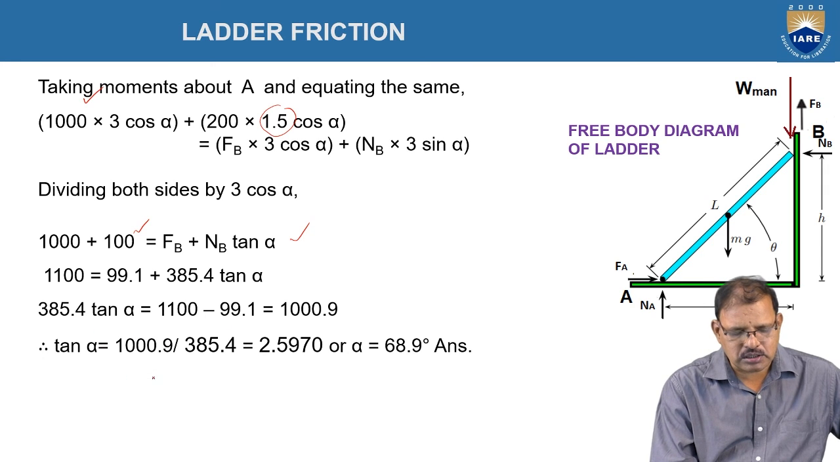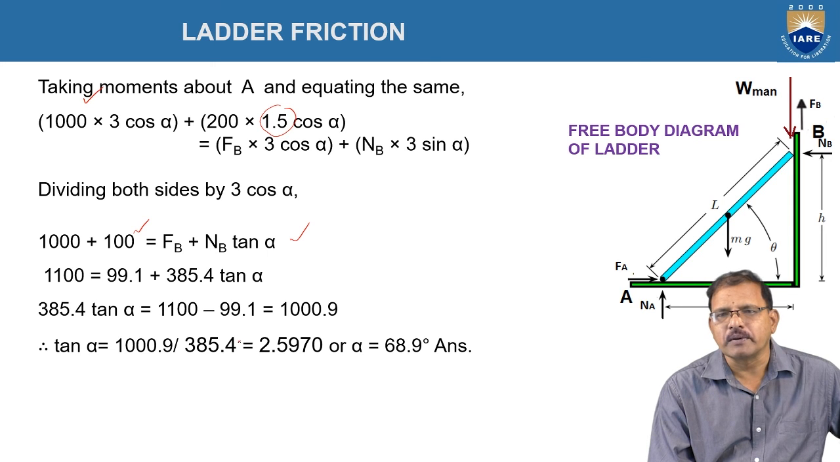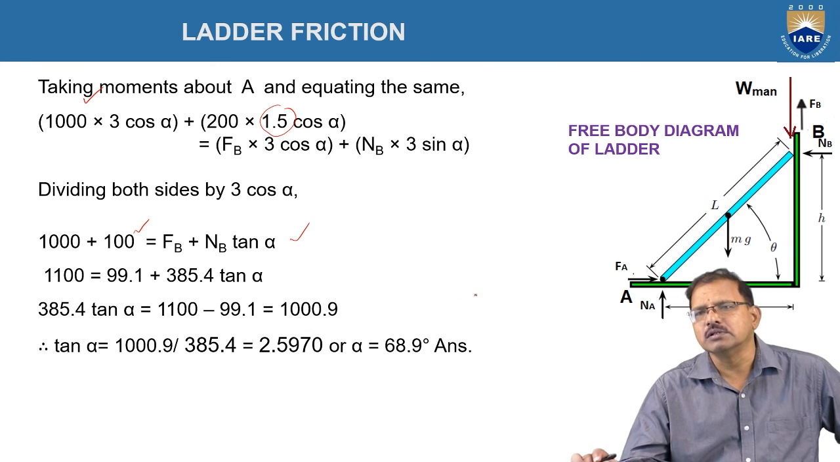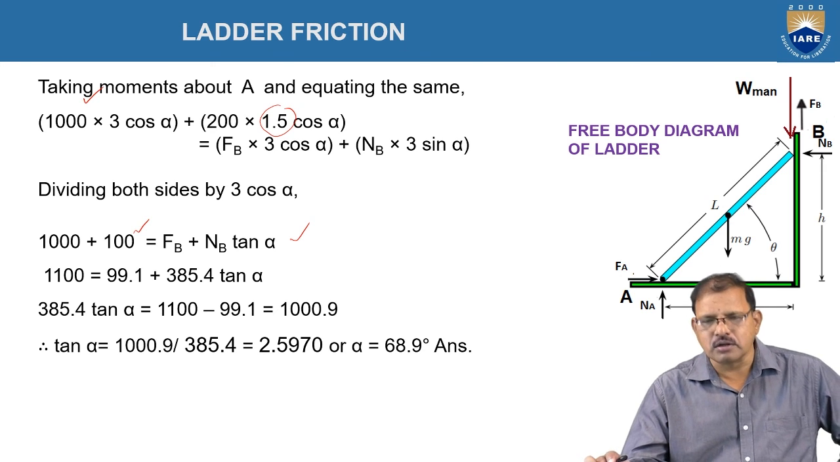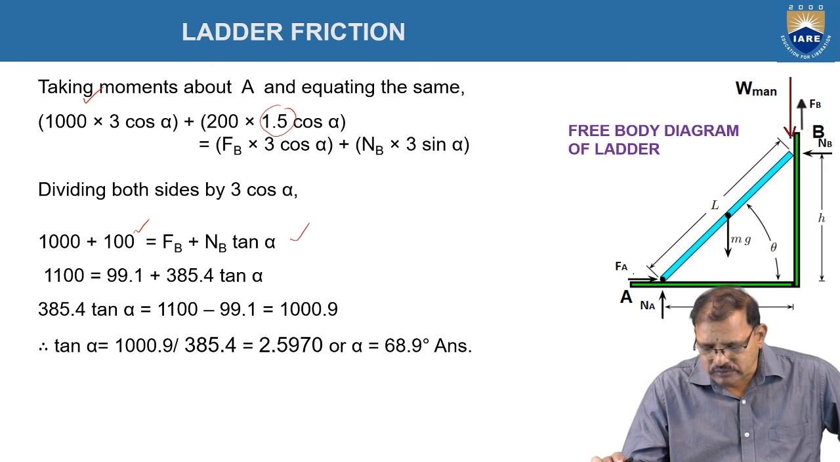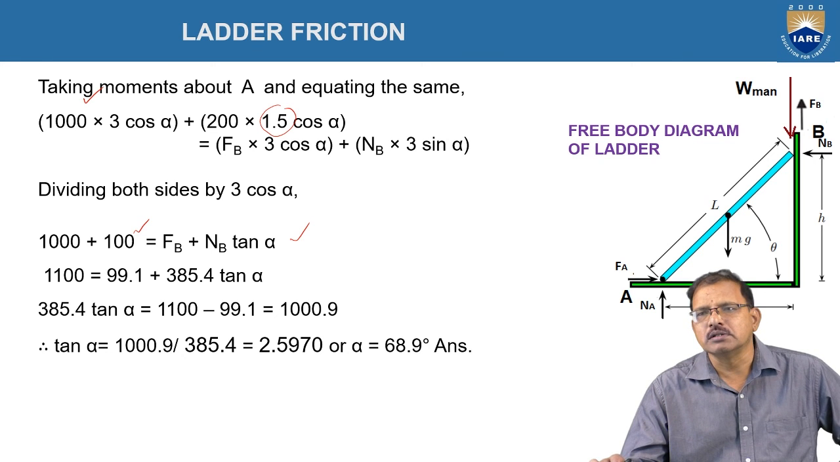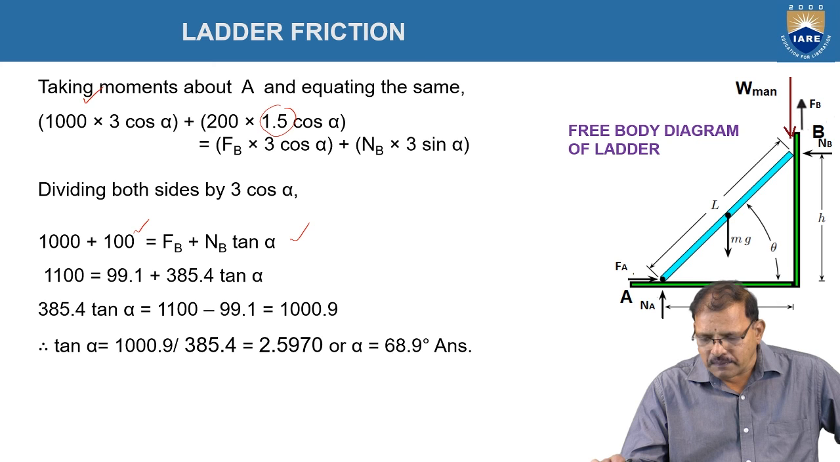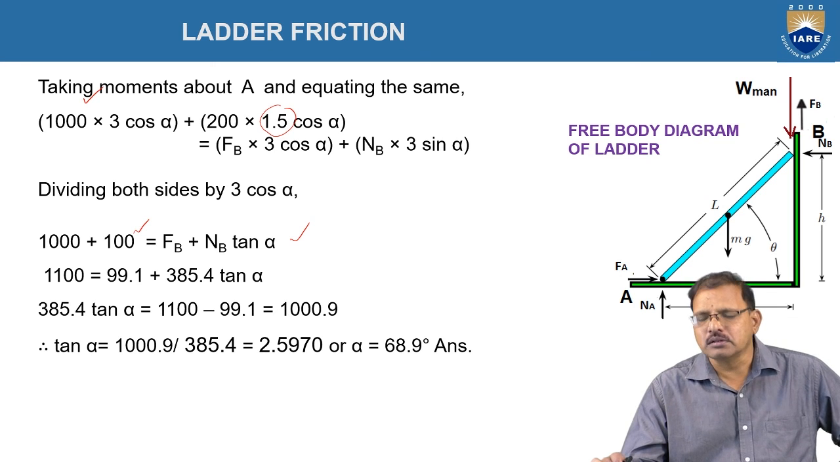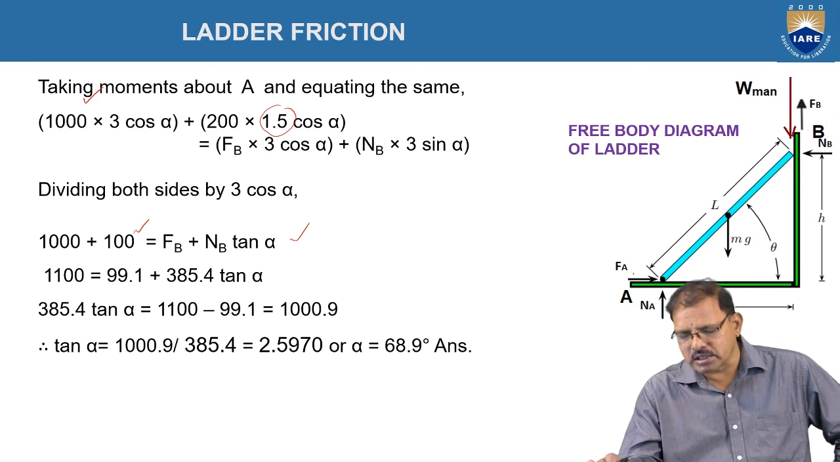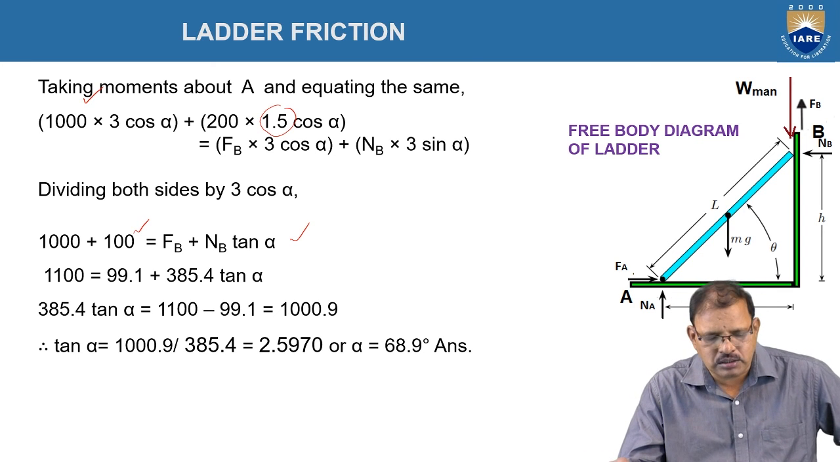By using the equation, tan alpha is equal to 1000.9 divided by 385.4, which is equal to 2.5970, or alpha is equal to 68.9 degrees as shown in figure. That means when the inclination of the ladder is 68.9 degrees and the position of the person is at B, then at that moment only the ladder tends to slide in the downward direction. Okay, this is the conclusion of what we got from this.